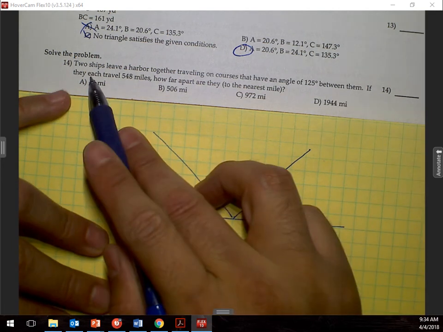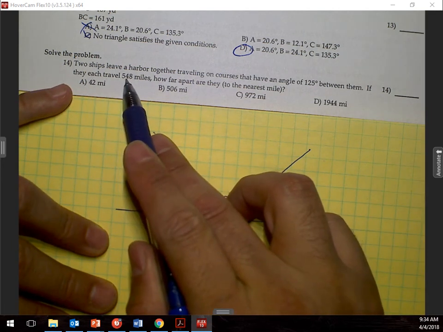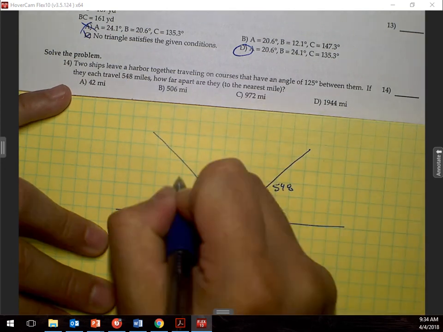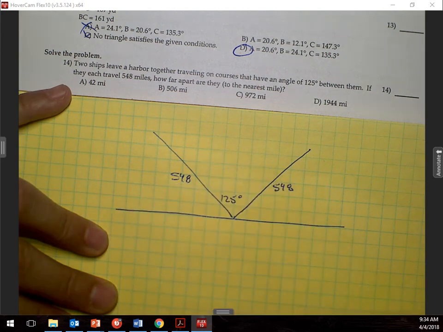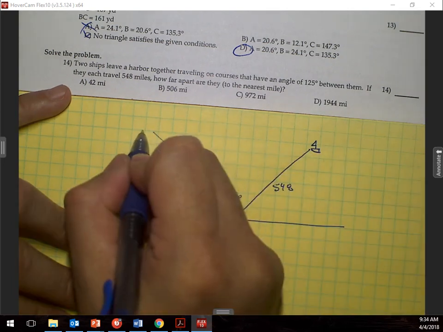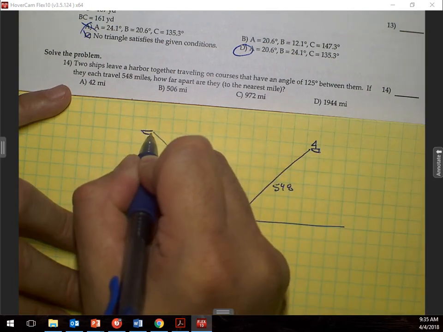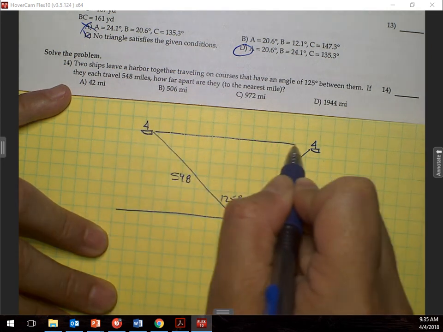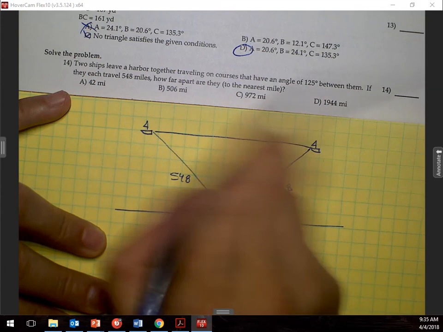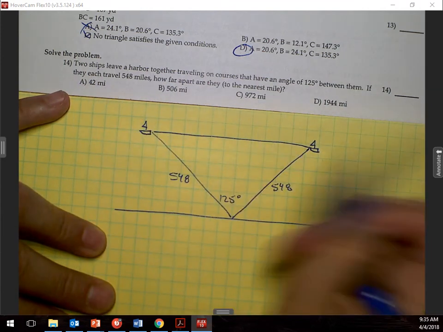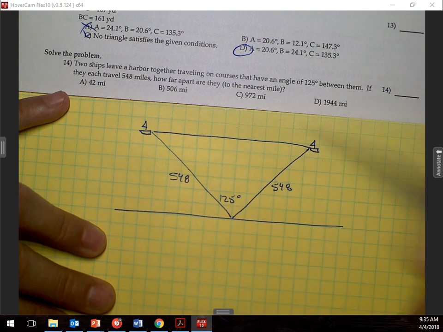They each travel 548 miles. So that's what's going to be in the middle. Right? So each one of these is a little boat. Can we just close that triangle? Yep. There we go. How far are they apart to the nearest mile? So that would be this right here, right?